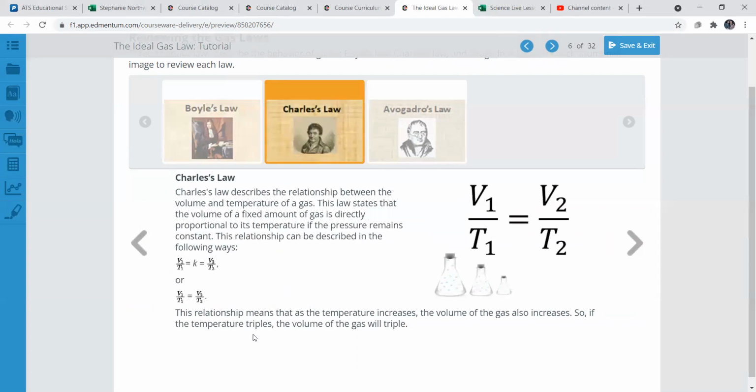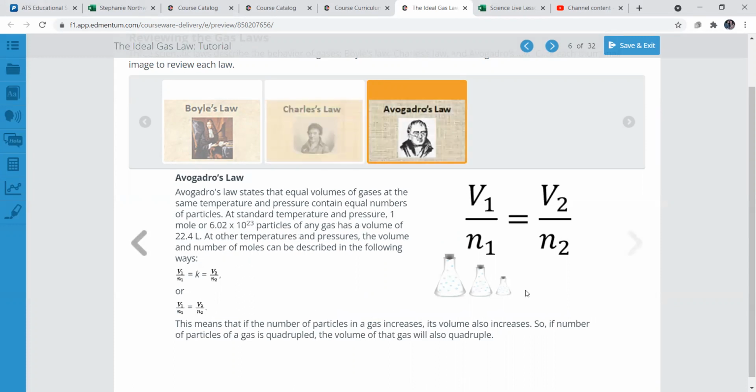Charles' law describes the relationship between volume and temperature of a gas. The law states that the volume of a fixed amount of gas is directly proportional to its temperature if the pressure remains constant. Basically, kind of the same situation we have here. Now Avogadro's law states that equal volumes of gas at the same temperature and pressure contain equal numbers of particles. So we have another formula here.